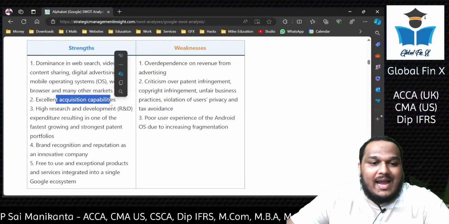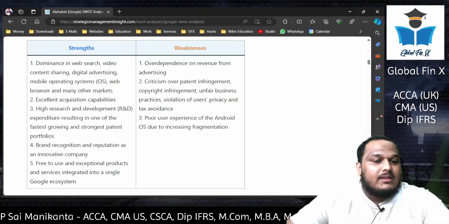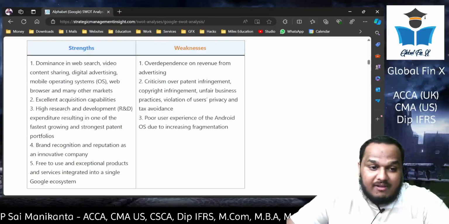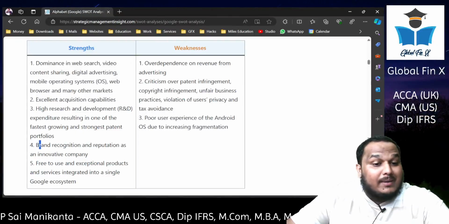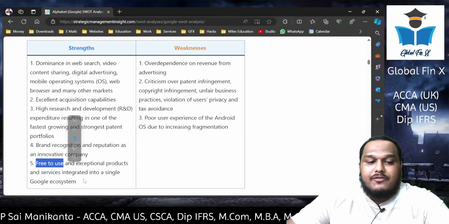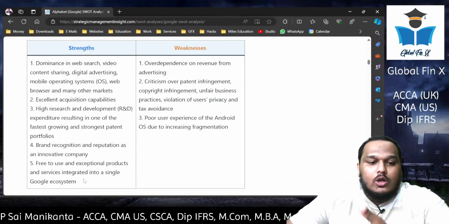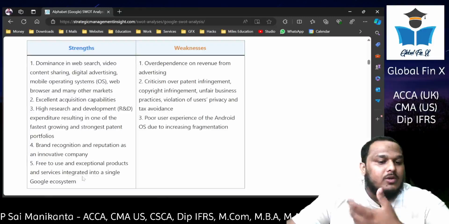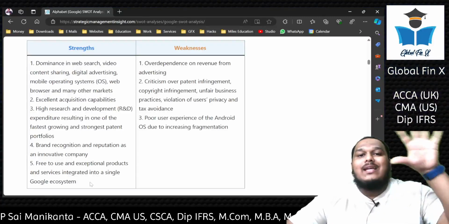They have very good acquisition capabilities. They can buy any company that they want because they have a lot of money. They have a very good R&D team, and their brand recognition and reputation is awesome. Most of their tools are free to use. You don't pay money to use Google Chrome. You don't pay money to use YouTube, nothing. So it's a very good ecosystem overall.